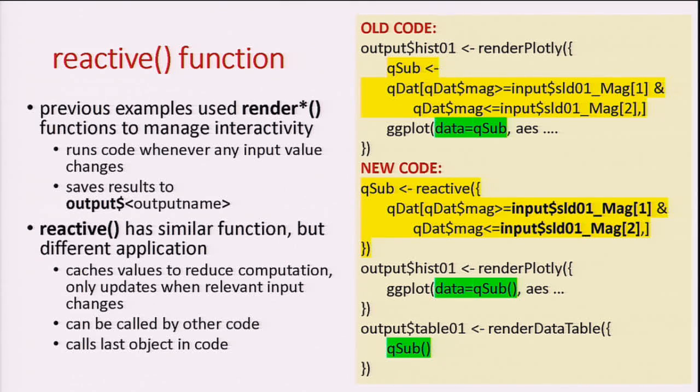So before we had our subset embedded inside each of our render commands. Instead, we're going to pull it out. So up above these two outputs, we're going to make a reactive function. It's going to be an object, we'll call it qsub still, but reactive, open parentheses, and open curly braces, and then do our subset there.